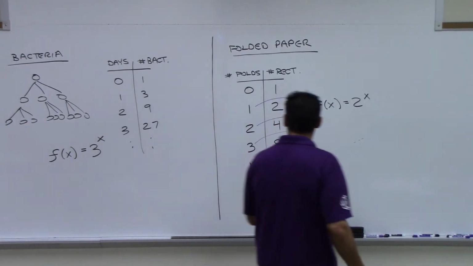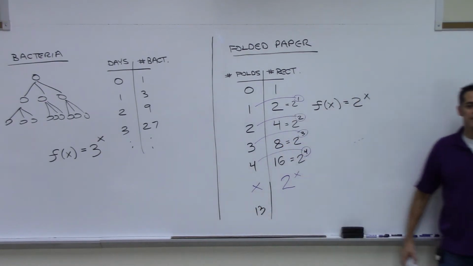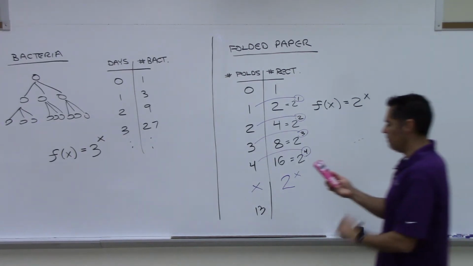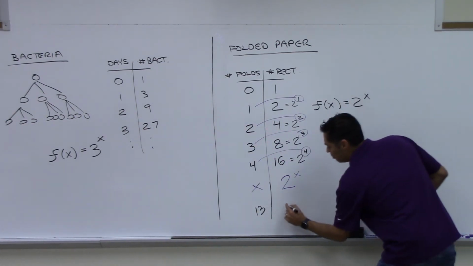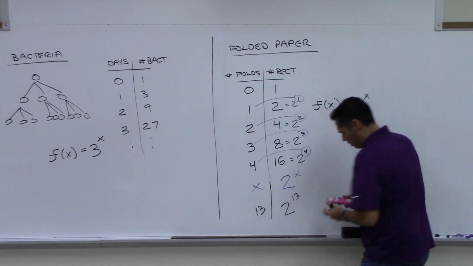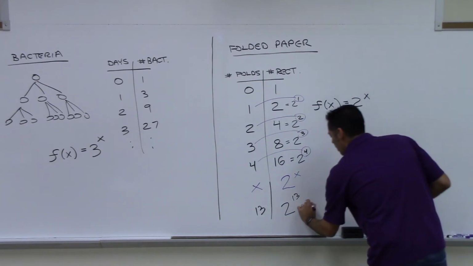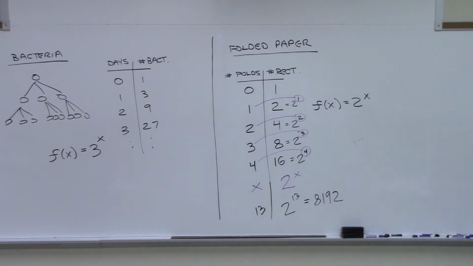So if I were to ask you right now, if I could fold this 13 times, how many rectangles would I have? Well, what are you going to need for that? Something I asked you to bring today. So we need to know how to type this into our calculator. We're going to be doing 2 raised to the 13th power. So if you have your calculator, which I hope you do, what is it? 8,192. 8,192 rectangles, if I could fold it 13 times.